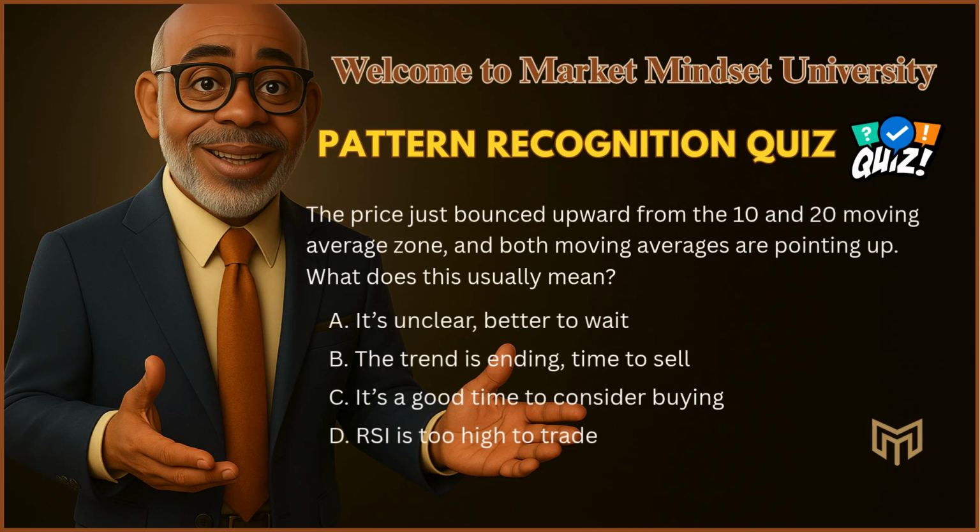Question 9. The price just bounced upward from the 10 and 20 moving average zone, and both moving averages are pointing up. What does this usually mean? Is it A, it's unclear, better to wait? B, the trend is ending, time to sell? C, it's a good time to consider buying? Or D, RSI is too high to trade? Think about how traders use rising moving averages as dynamic support zones.